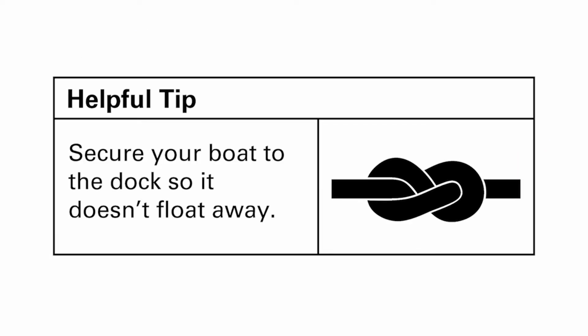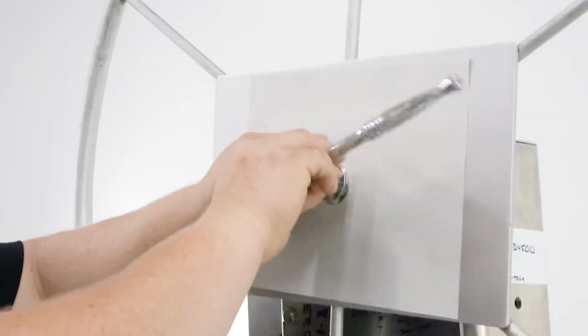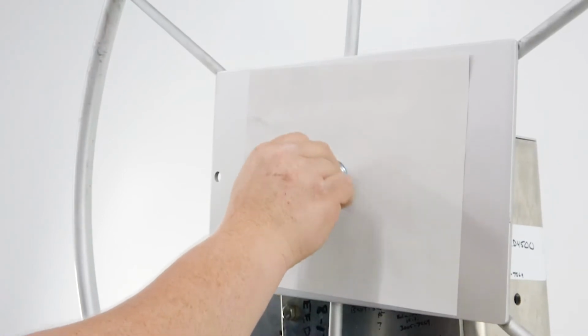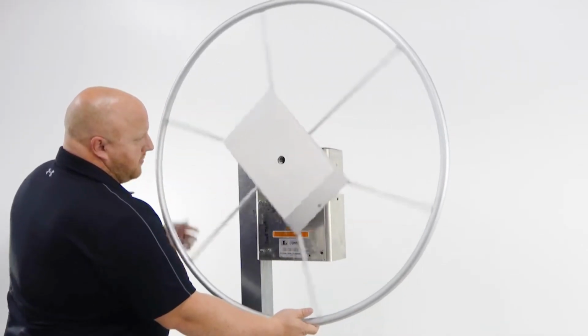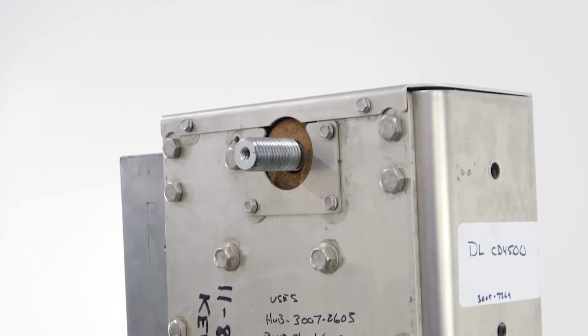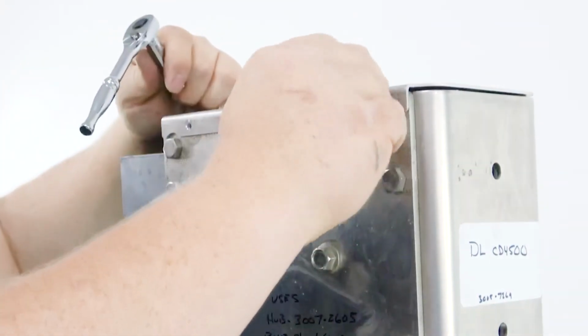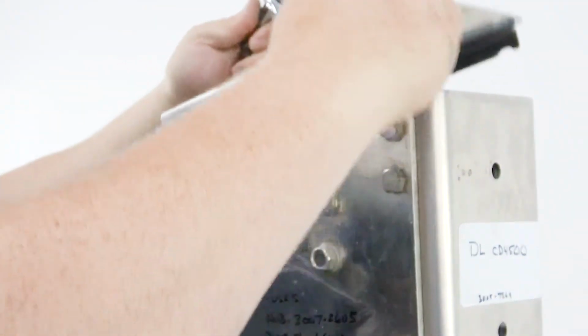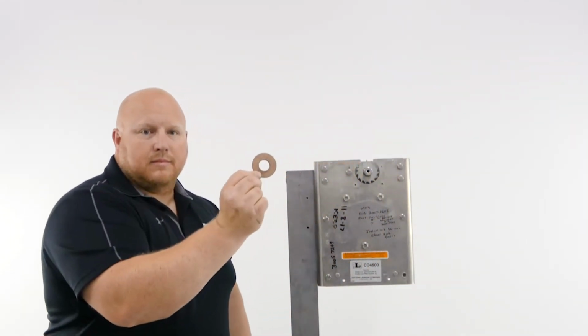Secure the bolt with the rope so it doesn't float away. To remove the wheel from the Boat Lift, remove the fastener from the center of the wheel. Turn the wheel counterclockwise until it unthreads from the winch box. Remove the 7/8 inch bronze washer from the winch input shaft and save for future use if the handle is required.